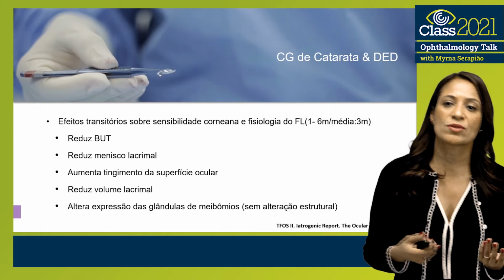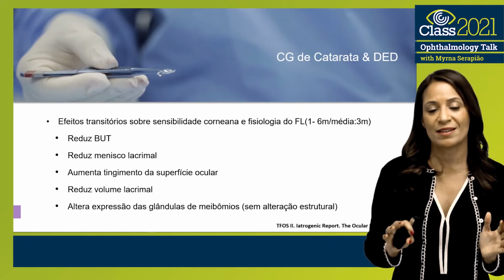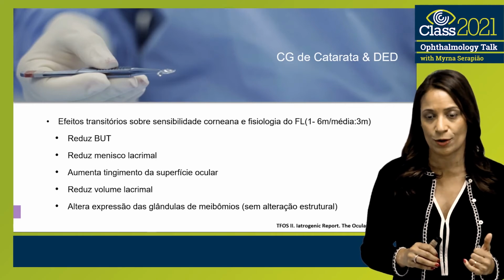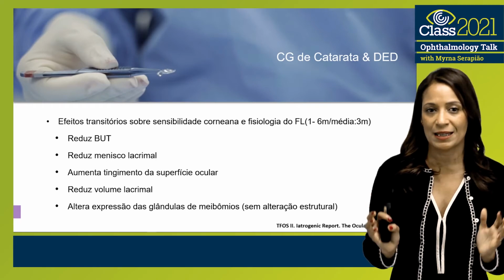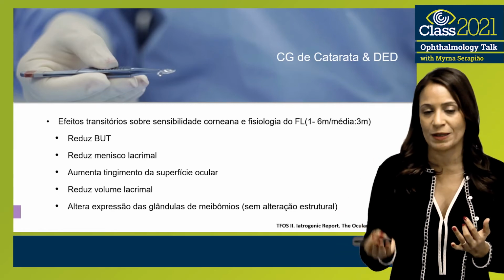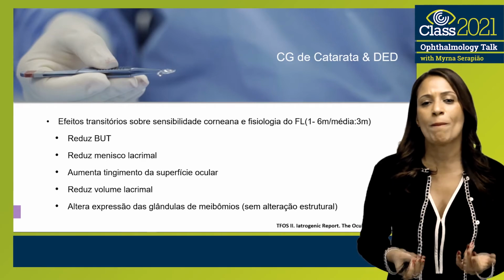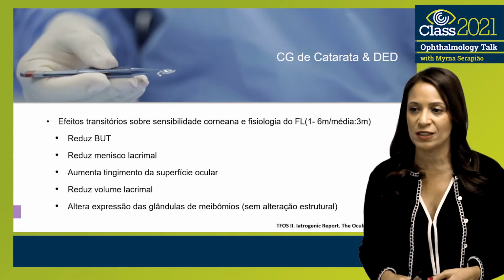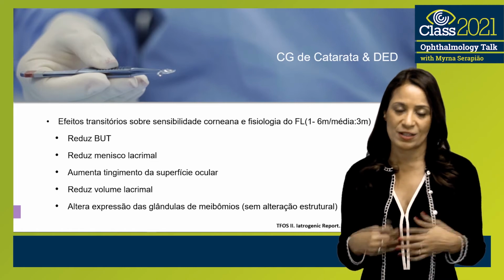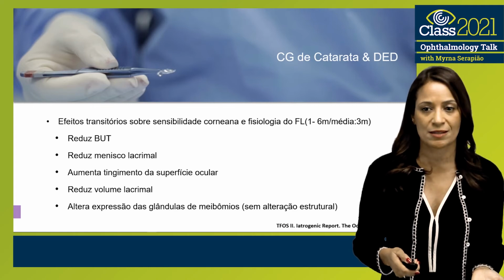What are the effects observed on the tear film? On average, after 3 months, we see an improvement in the pattern of the tear film in the post-operative period, that being up to 6 months. And we observe a reduction of the BUT, or the tear breakup time, reduction of the lacrimal meniscus. And you can observe an increase in the staining pattern of the surface, reduction of the tear volume, and also the meibomian glands can be changed.